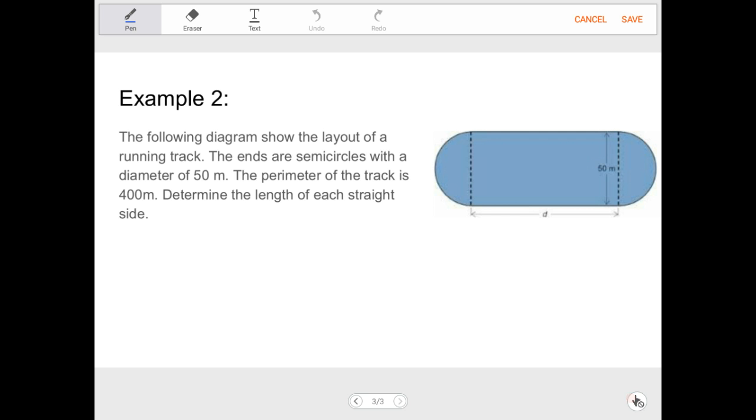As you can see in this question, we do have a base diagram given to us. The following diagram shows a layout of a running track. The ends are semicircles with a diameter of 50.